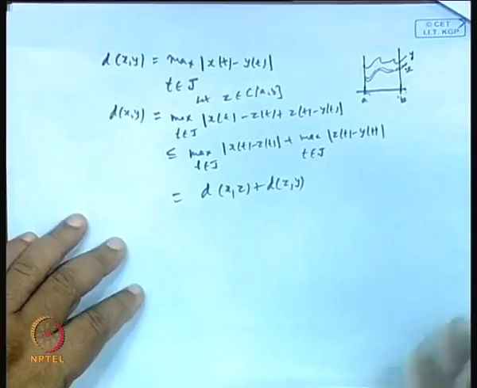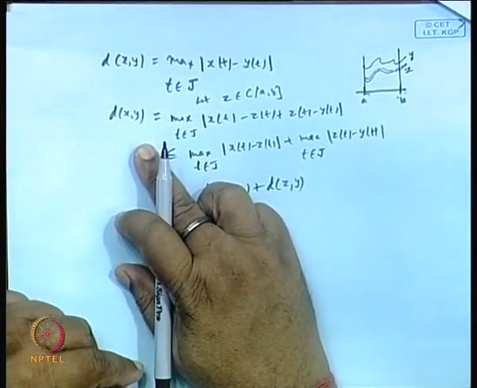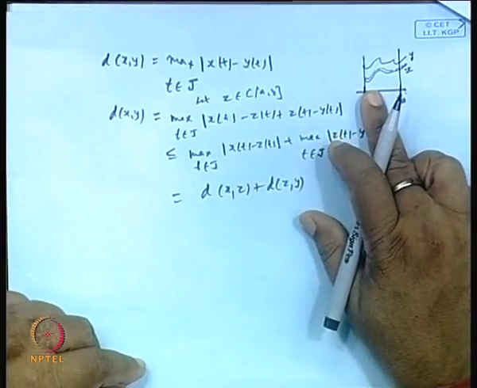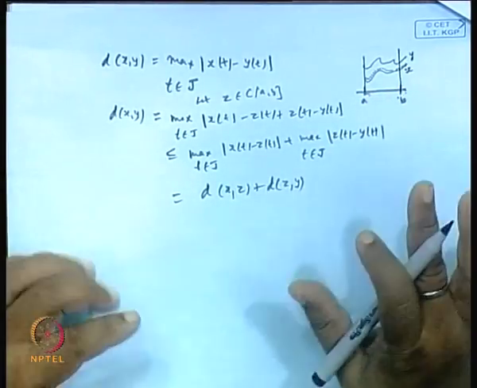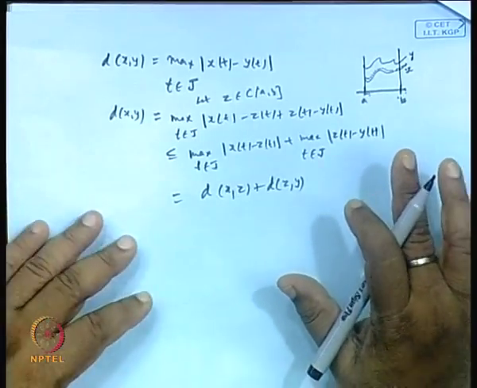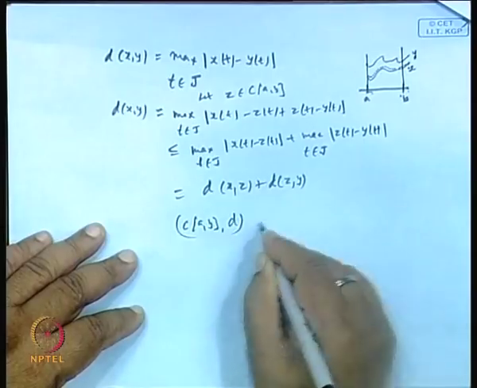So, what we see here is that this metric d, this notion of the distance function d over C[a,b], satisfies all the conditions, the axioms of the metric. Therefore, C[a,b] under this metric is a metric space.